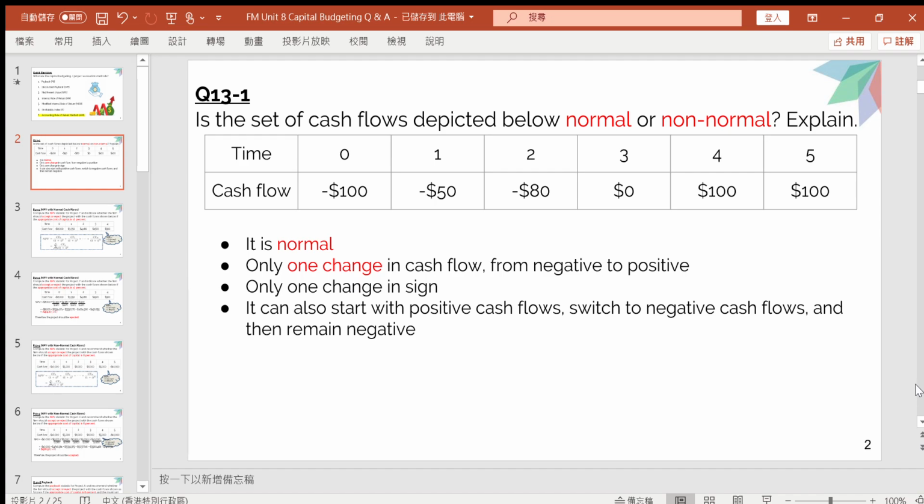Why do we need to determine whether the cash flow is normal or non-normal? Because some of the methods cannot apply. And that's why, if we're facing a project cash flow that is non-normal, we can only apply the net present value method. The other methods are difficult to apply, or even if you modify them, you can apply, but there will be one more step. And that's why the first step, we need to evaluate the cash flow concerned, whether it is normal or non-normal.